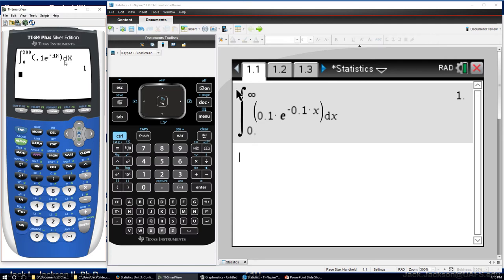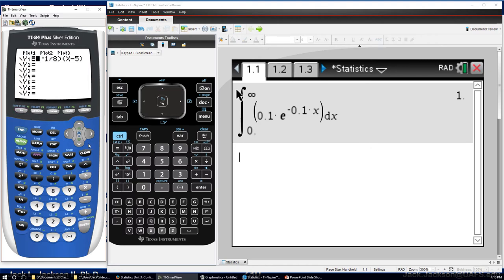So any area that's to the right of 300 is not 0, but it's practically 0. It's so small that it doesn't affect the digits that would show on the calculator. So the calculator really can't tell the area between 0 and 300 apart from 1. That's a pretty good indicator that that is a legitimate PDF graph.